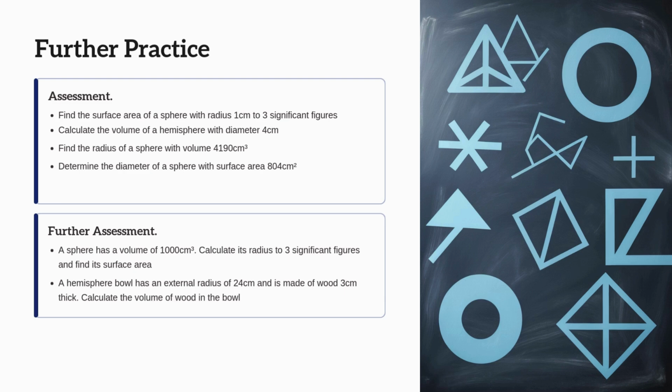Further assessment. 1. A sphere has a volume of 1,000 cubic centimeters. Calculate its radius to 3 significant figures and find its surface area. 2. A hemisphere bowl has an external radius of 24 centimeters and is made of wood 3 centimeters thick. Calculate the volume of wood in the bowl. Volume of wood equals outer volume minus inner volume.